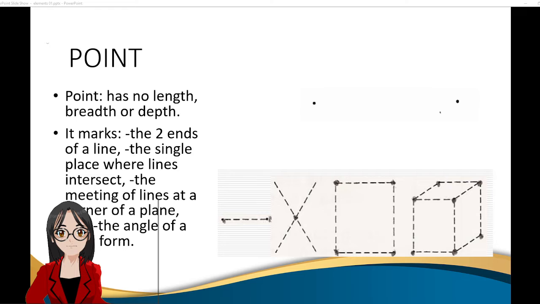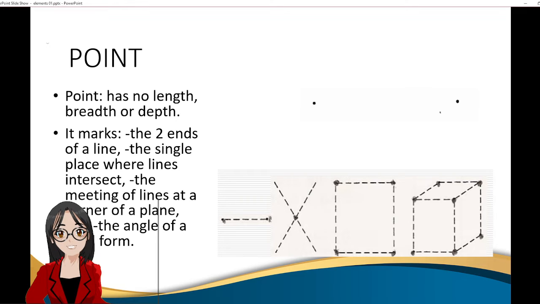So it is the single place where lines intersect, the meeting of lines at the corner of a plane, and the angle of a solid form. Here is our example: a horizontal line. Second, we have a crisscross, where the point is its center. And then we have the square. Here you can see the points aligned, and then it created a solid form. It's the same when we make the square isometric.